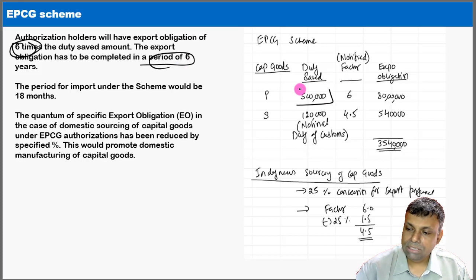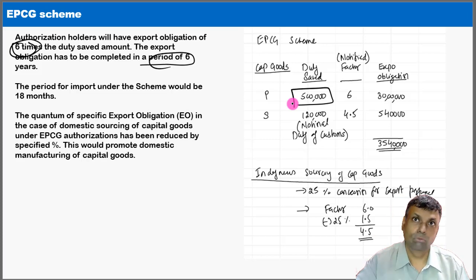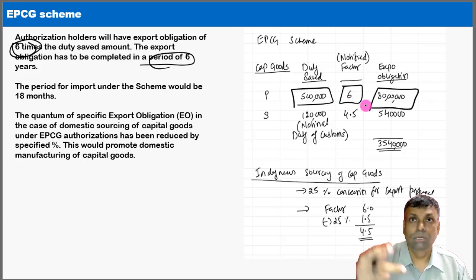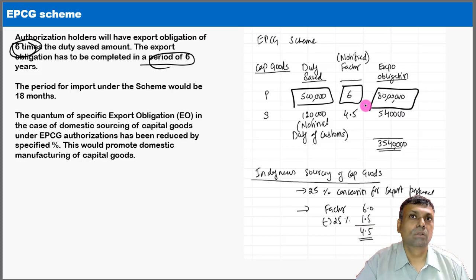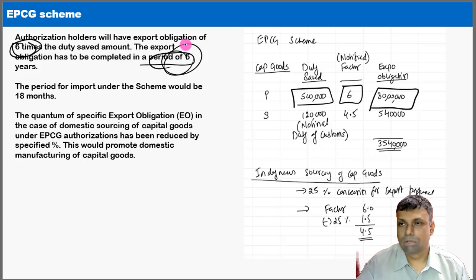So supposing you are saving duty of 5 lakh rupees, that means if you were to import this particular capital goods by paying duty, supposing the duty was 5 lakhs, but that you will not pay to the government. In that case, we will multiply with the factor which is defined by the law. So the export obligation pursuant to this capital goods import, which is logically the duty free import, you will have to give the export performance of 30 lakhs in my example in a period of 6 years, and that's the scheme of the government.